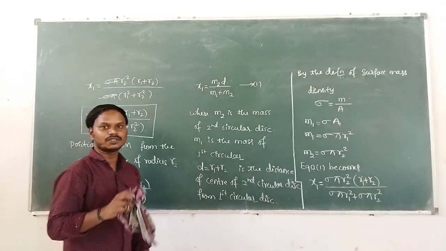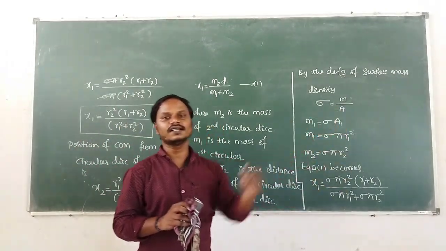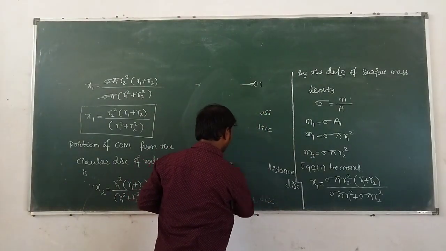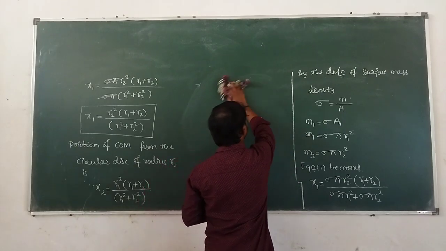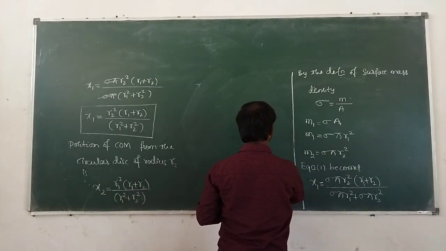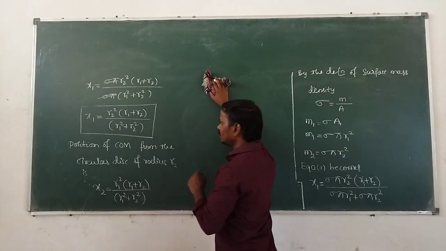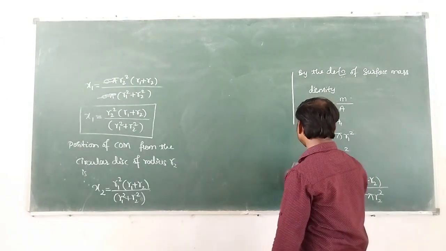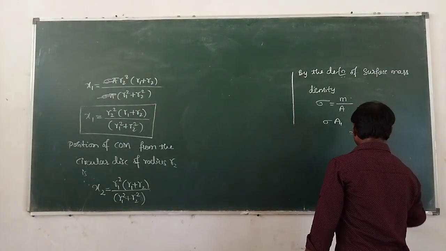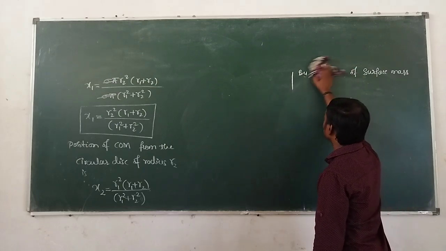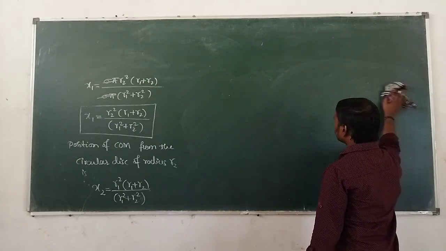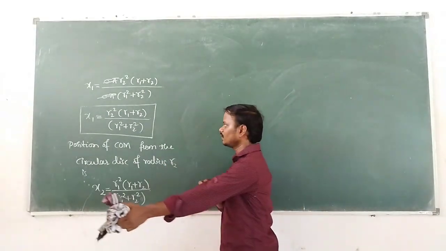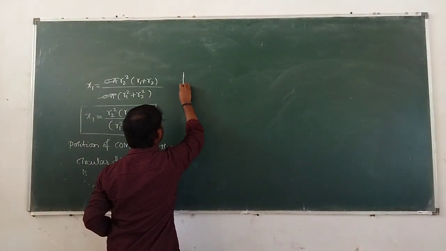So this is about the first application. What is the second application? In the first case, the first circular disk is taken at the origin to find the position of the center of mass relative to the first circular disk. To find the position of the center of mass relative to the second circular disk, the second disk is taken at the origin. Now next one, the second application.